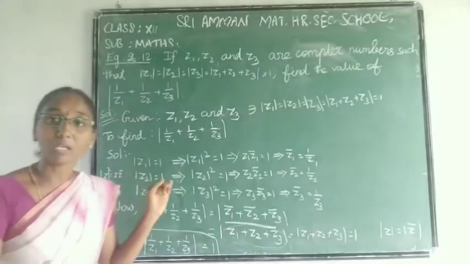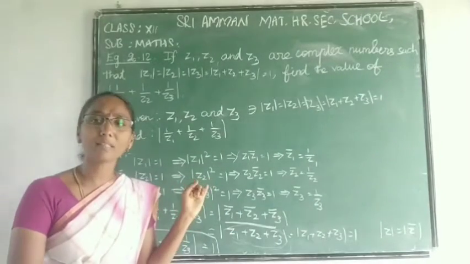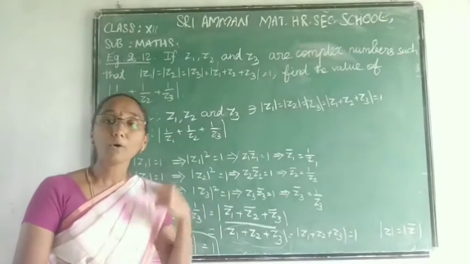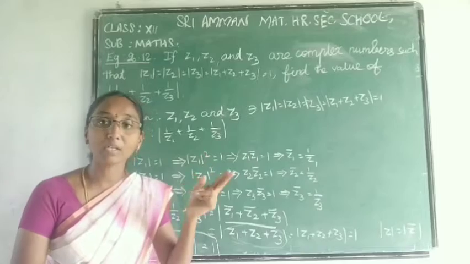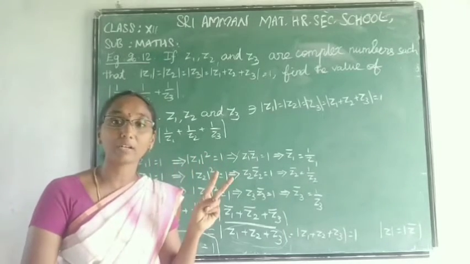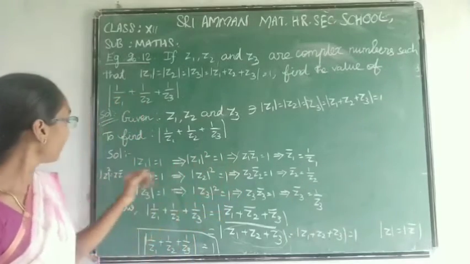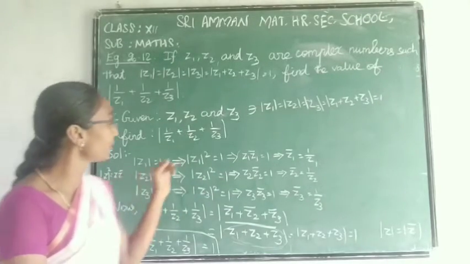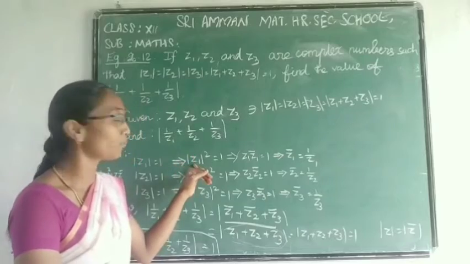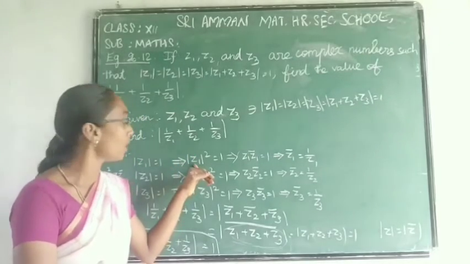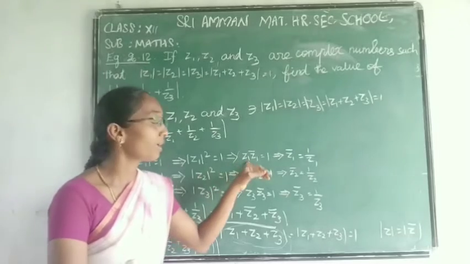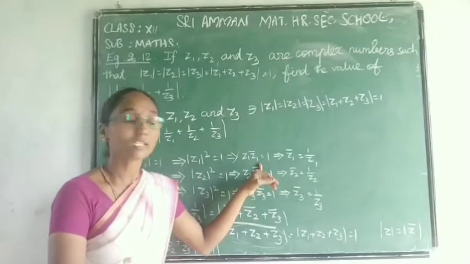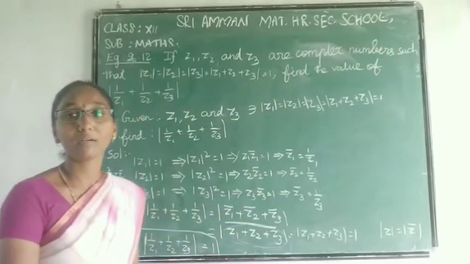You know the property of modulus of a complex number. In your book you see above the properties of modulus of a complex number, a note is given. That note is: modulus of Z squared equals Z into Z bar. So substitute this value. Modulus of Z1 squared is written as Z1 into Z1 bar. Z1 into Z1 bar equals 1.